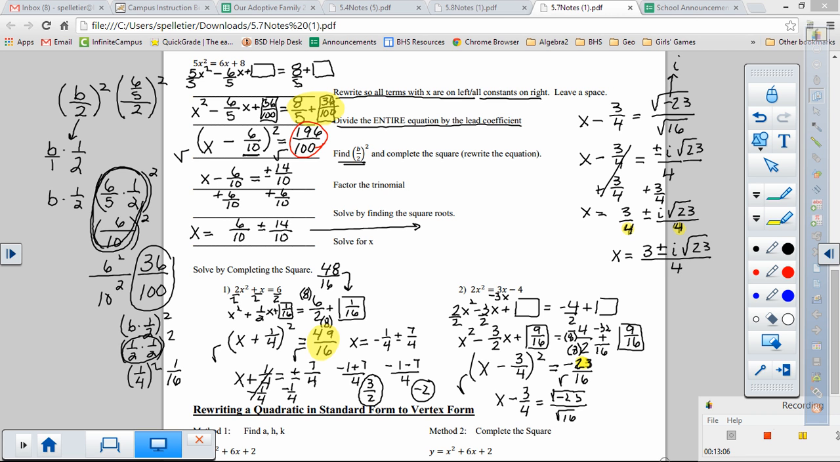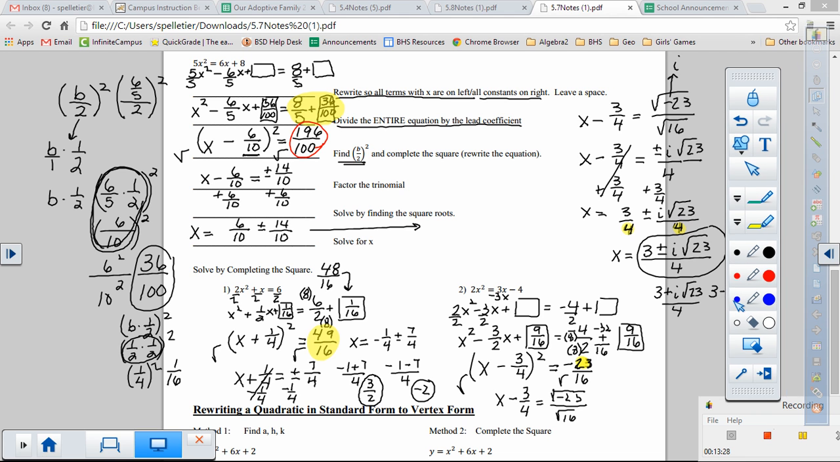There are actually two answers. This is how you write your answer formally, and that's the answer you would give. When we ask you what's the answer to this problem, this is what you would say, 3 plus or minus i square roots of 23 over 4. But what I need you to realize is that there are actually two roots here. 3 plus i square roots of 23 over 4 and 3 minus i square roots of 23 over 4.